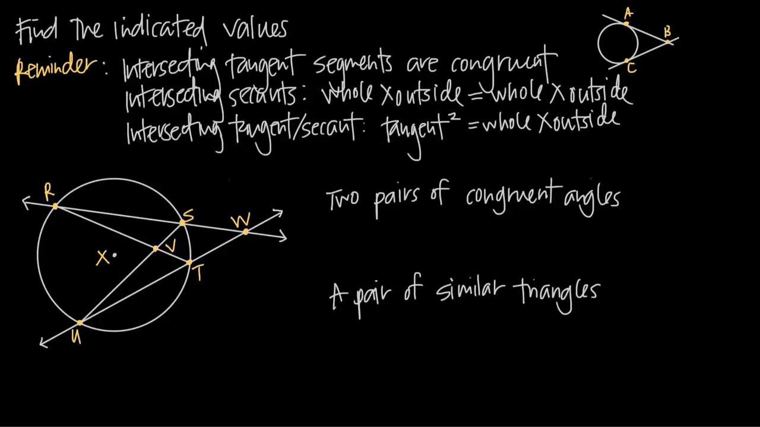In this video, we're talking about the interesting things that happen when we have intersecting tangent and secant lines on a circle. And we have a couple reminders here. We're going to be applying these to this example problem here.